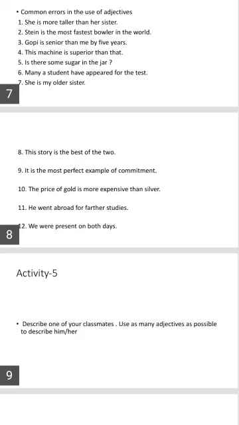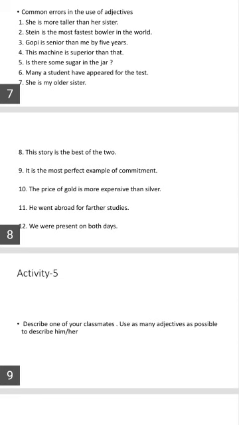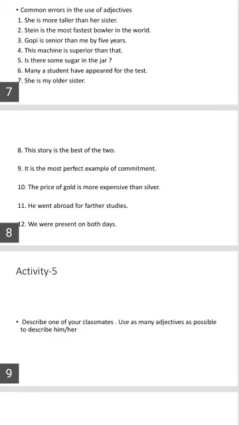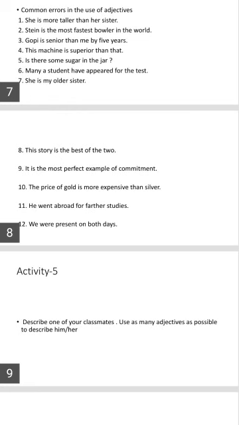Instead of best, use better. This story is the better of the two. So superlative degree is used only when we refer to three or more than three persons, places or things. Or the superlative degree is used when we compare a person with his group or her group, when we compare an object with its group. Right.